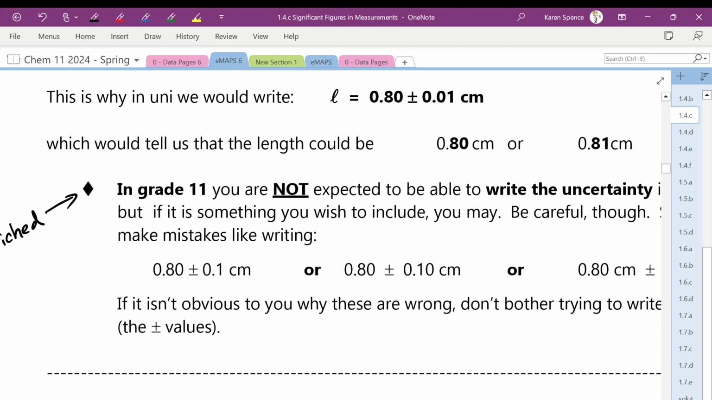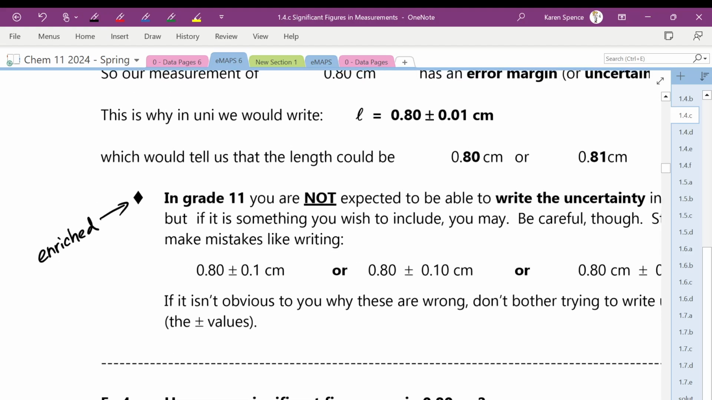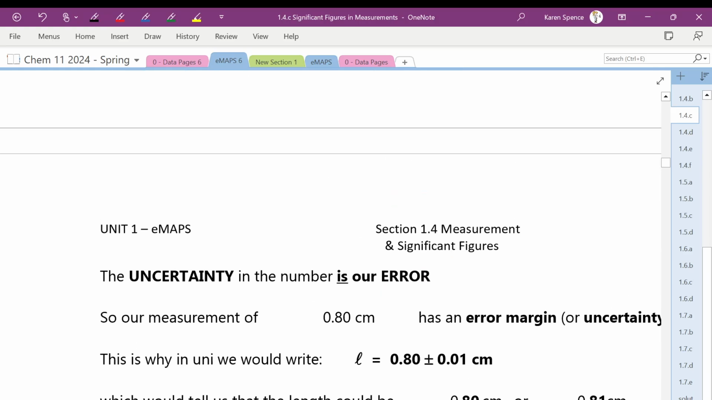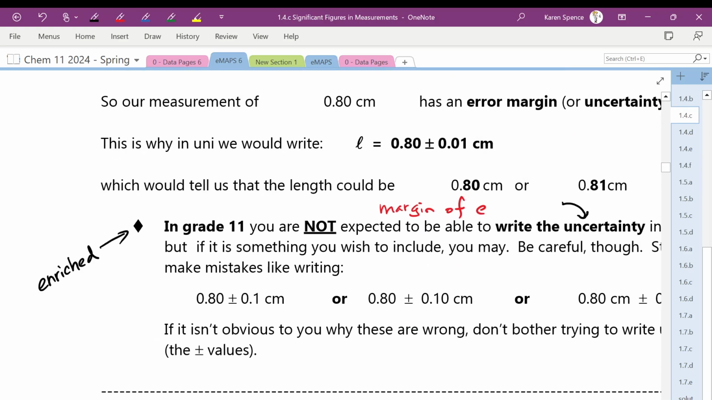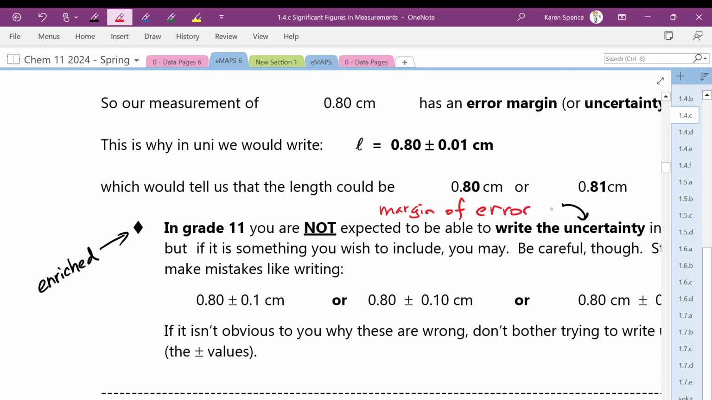This is what we call the uncertainty, okay? And the uncertainty is basically that margin of error. This is on our next page, page 70. So our length is 0.80. So our uncertainty is in the hundredths position.